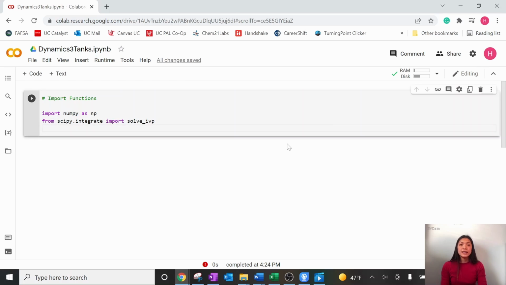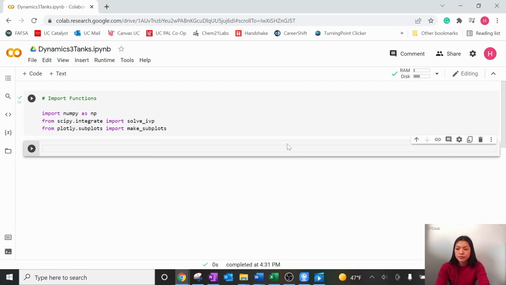And then in order to see our simulation, we are going to be creating a plot. So we are going to import plotly from plotly.subplots. We are actually going to import make_subplots. This is going to allow us to make the plot.